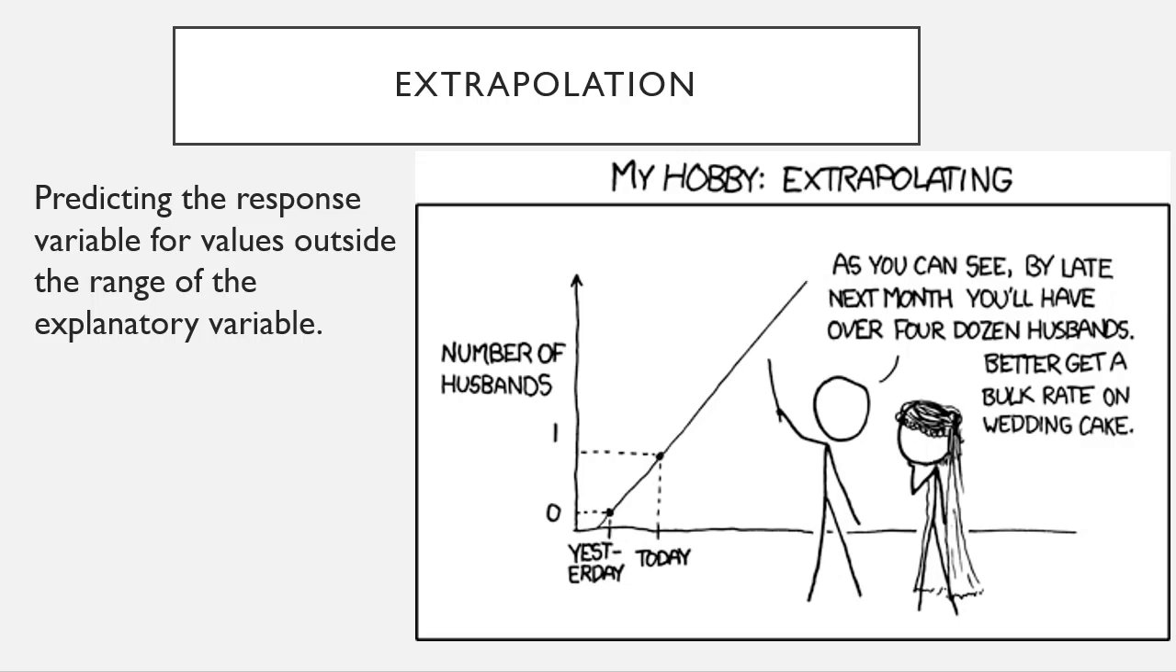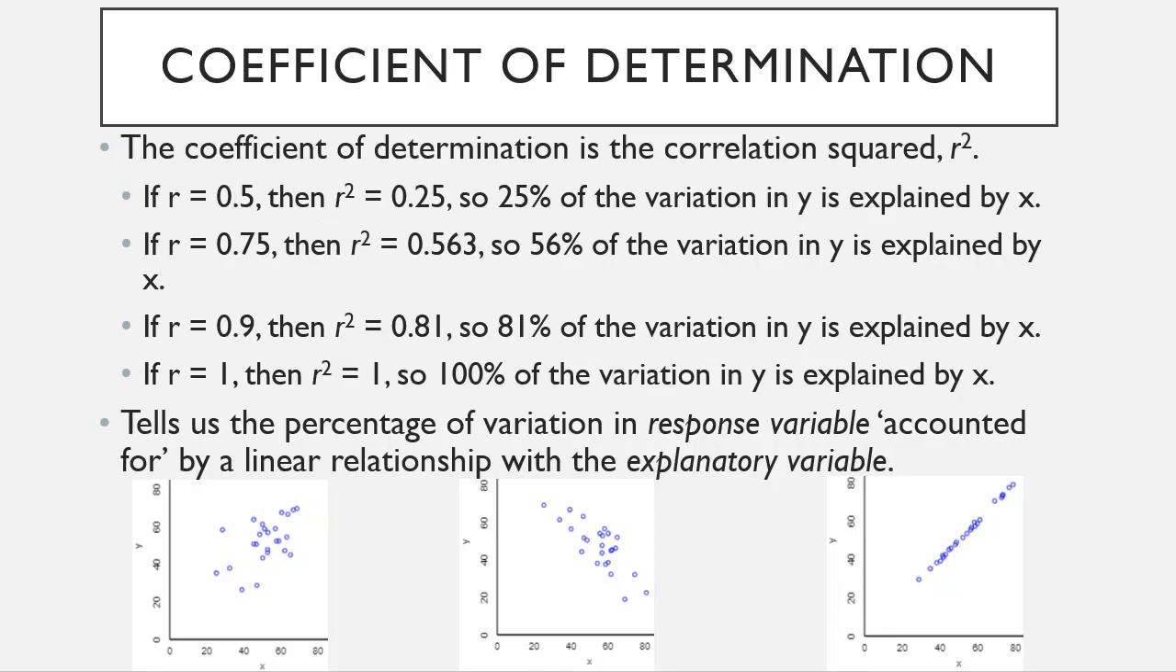So, and then the last idea I want to talk about is the coefficient of determination. It's called R squared. It is just the correlation squared. So if the correlation is 0.5, the R squared, the coefficient of determination, is 0.25. It's just 0.5 squared.